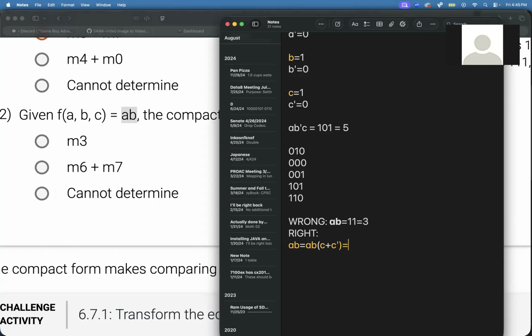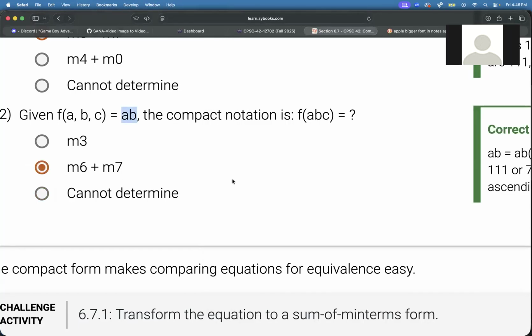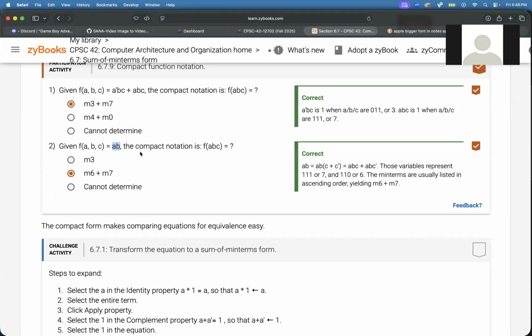Because the C is there even if we don't write it, which is ABC plus AB not C. ABC is 111 and AB not C is 110, which is M7 for the first one, because 111 is 7, and then this one is a 4 and a 2, which is 6. So it should be a 6 and a 7. So they tricked you by not writing it in the sum of min terms form.